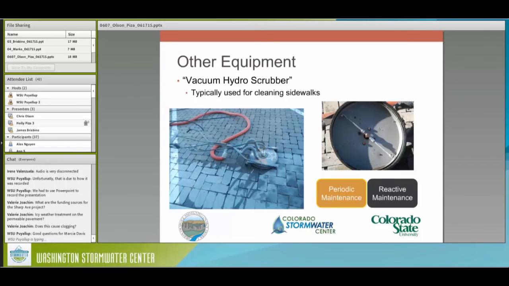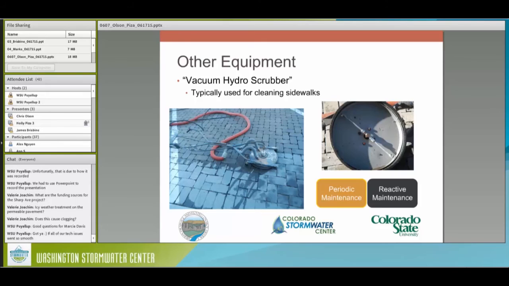Some other equipment that we've used, and Chris will talk about this a little bit more with the case studies, is this vacuum / pressure washer, vacuum hydro scrubber, and these are not all created equally. They have different pressures, different suction associated with them. And the thing I would say about these is you really want to be careful, especially with PICP.